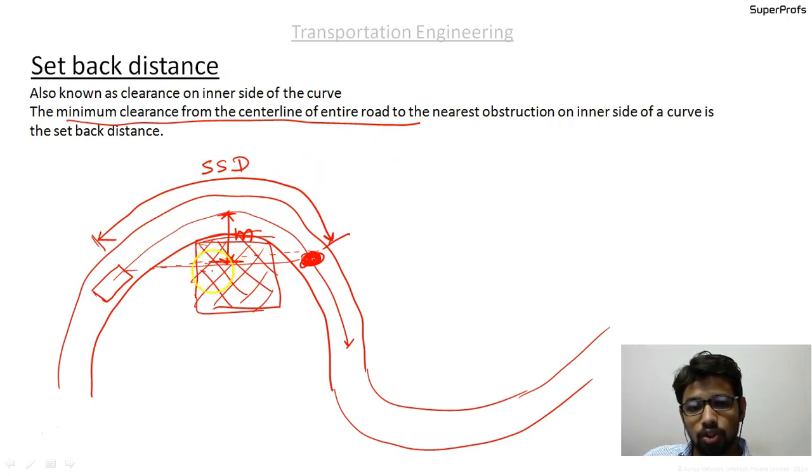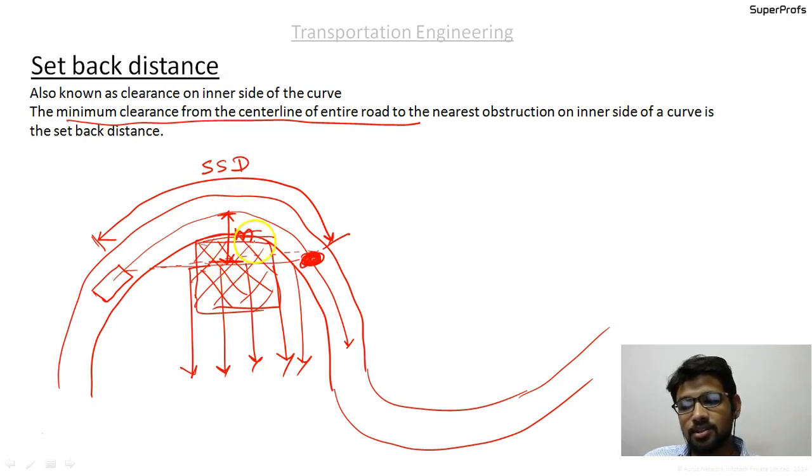So the obstruction should not be over here, but obstruction can be constructed beyond this place. Beyond this place you can start constructing. So this is the line, and this distance is known as the setback distance, as the name itself suggests.